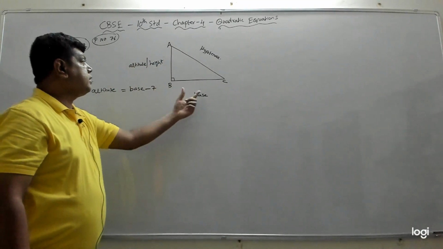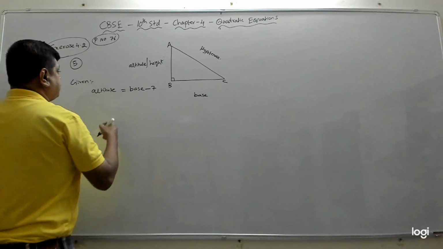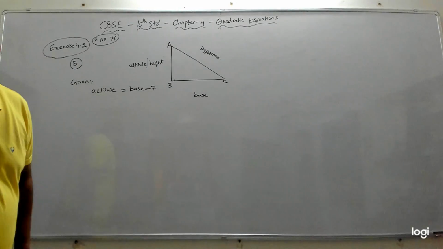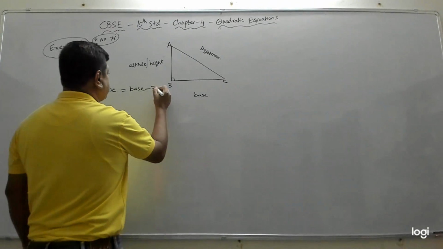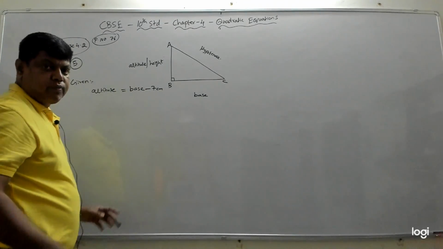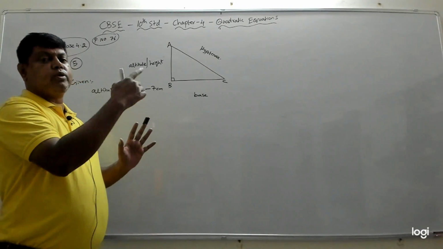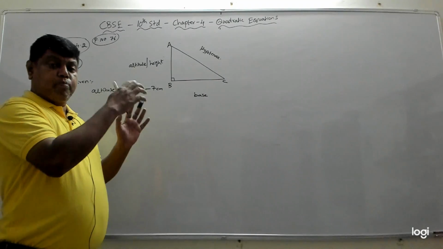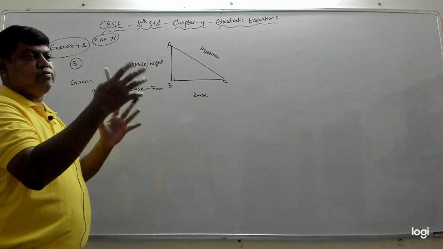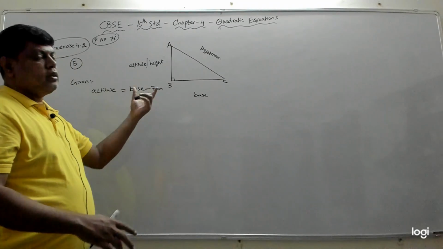AB is the altitude, BC is the base, AC is the hypotenuse. Right? Now altitude is equal to base minus 7 centimeter. That is what is given. I told you already: when they talk about 7 less than the base, you first write the base, then put 7. If they say it is 1 more than the base, then base plus 1. If they say 5 more than the base, then it is base plus 5. If they say 7 less than the base, it is base minus 7. So first you write the base and then the 7.